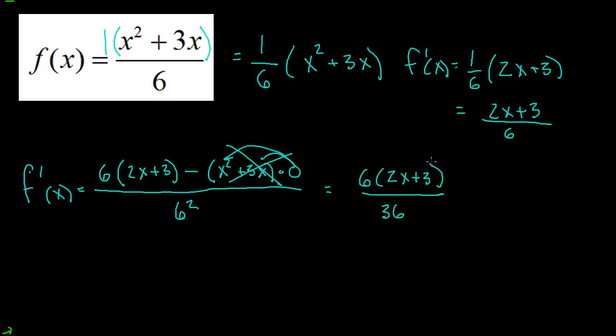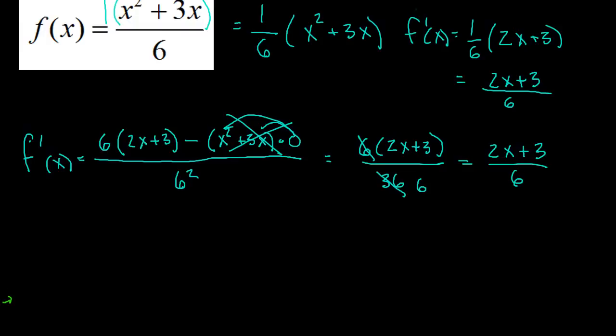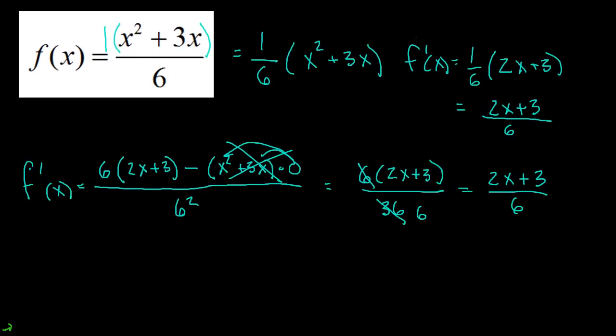Now, I know that I could distribute the 6, but I'm not going to because that 6 could reduce the 36 in the denominator to a 6, and I get a final answer of 2x plus 3, all divided by 6. Voila! The exact same answer I got earlier. So the quotient rule is a very, very useful rule anytime you have a numerator and a denominator. But watch out, sometimes you could still use other rules that we've already learned.